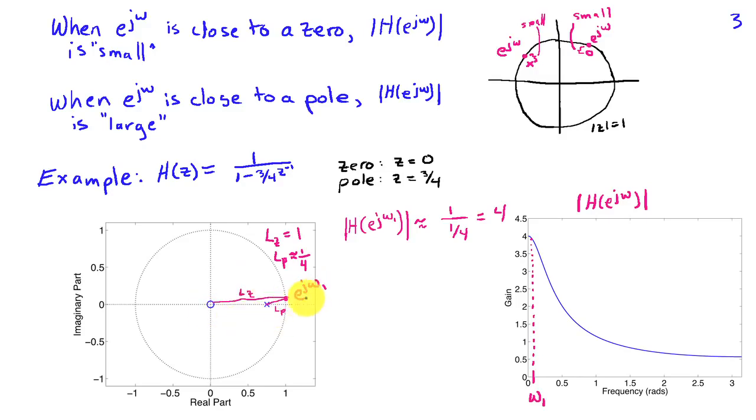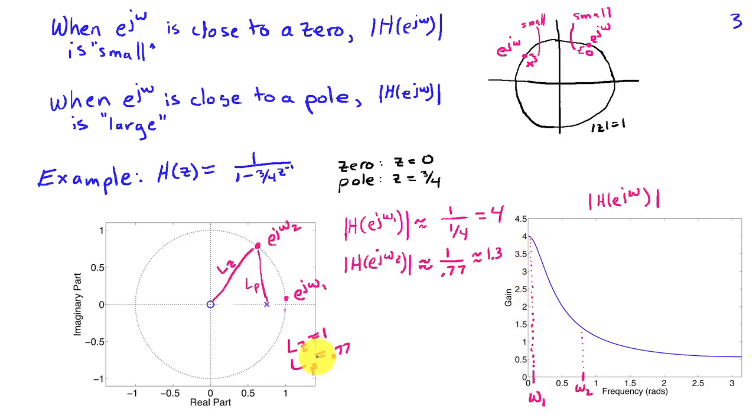Well, if I pick my frequency omega 1 fairly close to 0, or the z equals 1 point, then the distance from the 0 to e to the j omega 1 is Lz, and that's going to be 1. But the distance from the pole, which we're denoting as Lp, to e to the j omega 1 is going to be close to 1/4, because the pole is at 3/4 and this point is at 1, so this distance is 1/4. So when I compute the magnitude of h of e to the j omega 1, it should be approximately 1 divided by 1/4, or 4. And indeed, that's exactly what we obtain.